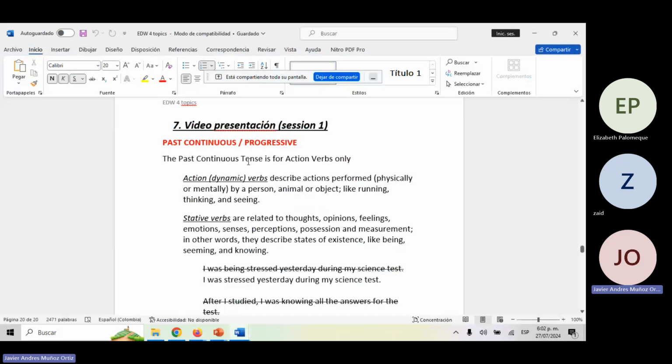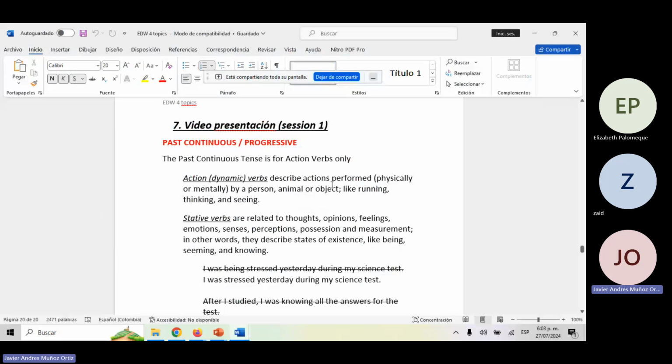It's exactly the same. We said that with past continuous tense, we are going to need two kinds of verbs. The main verb, that's going to be a dynamic verb, and we also are going to need an auxiliary verb, and that's going to be verb to be. We said that verb to be is going to be conjugated in its past form, I mean was, were, and the main verb is going to be a dynamic verb or an action verb.